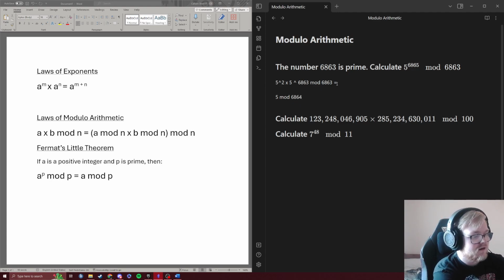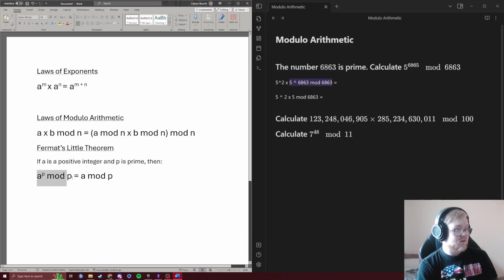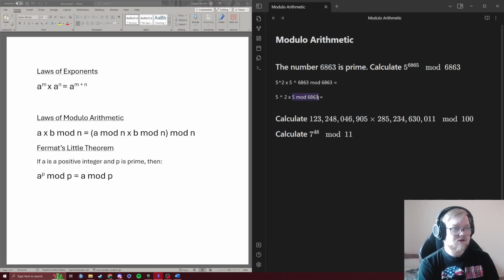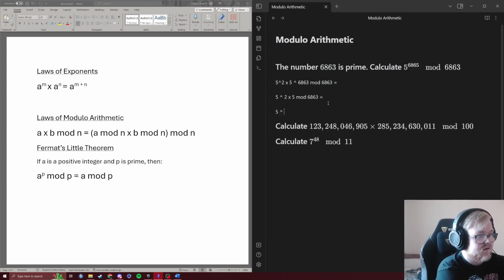Still, we're keeping the first bit. So 5 to the power 2 times 5 mod 6863, that should be. But we are getting rid of this exponent by using what we know about Fermat's little theorem, where a to the p mod p equals a mod p, as long as p is prime. So we've simplified that down, and now we can sum up our parts again. So once again, 5 to the power of 1, because the exponent is assumed. So this actually equals 5 to the power of 3 mod 6863.